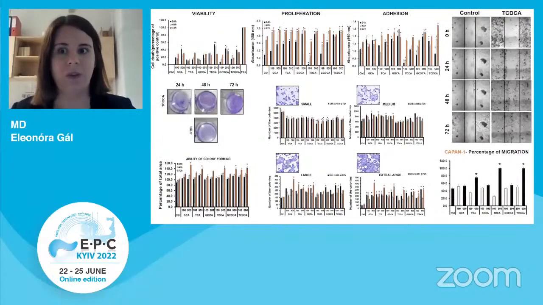Then we wanted to know the effects of bile acid on cancer progression. So we treated kappa-1 cells with 6 different bile acids in 2 different concentrations for 24, 48, and 72 hours. We found most of the bile acids time and dose dependently increase the rate of proliferation, adhesion, migration, invasion, and the ability of colony forming of the cancer cells.